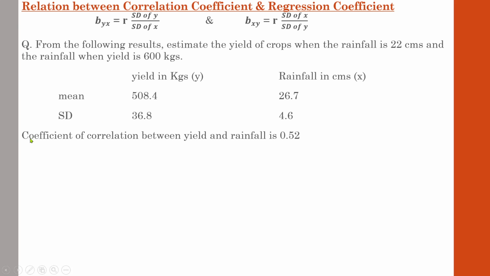So here you are asked to find the yield of the crop when rainfall is given, and second, the rainfall when yield is given. Such a question usually comes in the case of regression. First of all, you need these two equations because the question is asked in two different types. One is given, another is not given, and vice versa. So first, y on x: y minus y mean equals byx into x minus x mean. Similarly, x on y: x minus x mean equals bxy into y minus y mean.